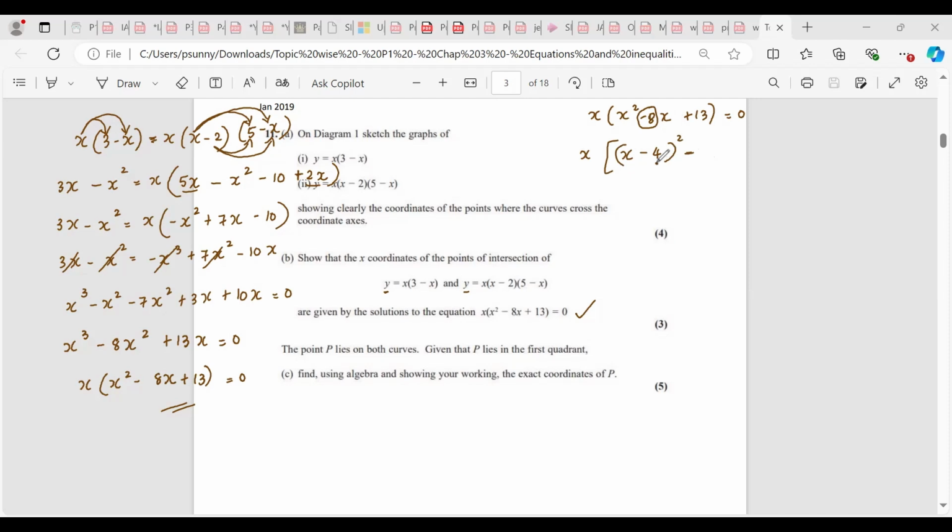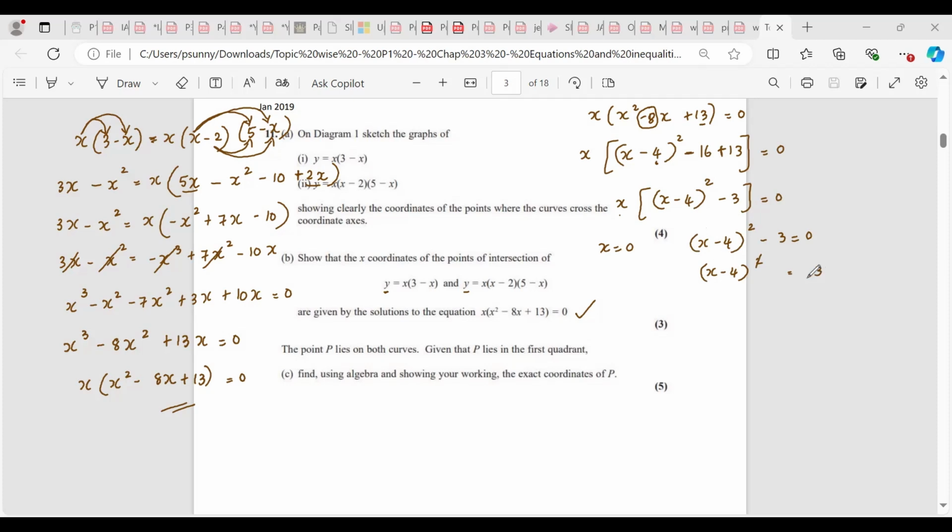Whatever the number here, that is 4, square it. 4 square is 16, and we have the constant, that is plus 13, equals 0. Now x into (x minus 4) the whole square minus 16 plus 13, that is minus 3, is equal to 0. Equate them separately. So x is equal to 0, and (x minus 4) the whole square minus 3 is equal to 0.